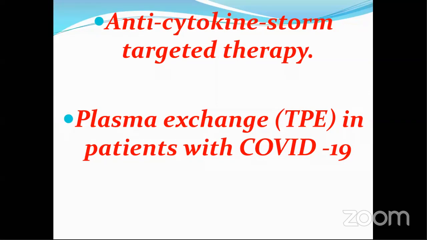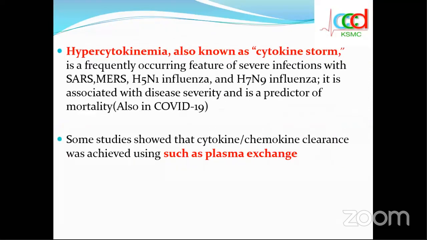The next slide. Hypercytokinemia, which is called a cytokine storm, is frequently a feature of severe infections with SARS, MERS, H5N1 and H7N9 influenza, and also this is a feature of COVID-19, and it is a predictor of mortality if the patient develops a cytokine storm. And some studies showed that cytokine and chemokine clearance was achieved using therapeutic plasma exchange.